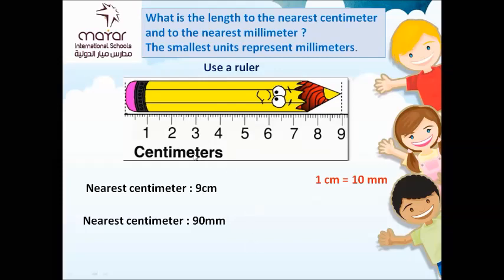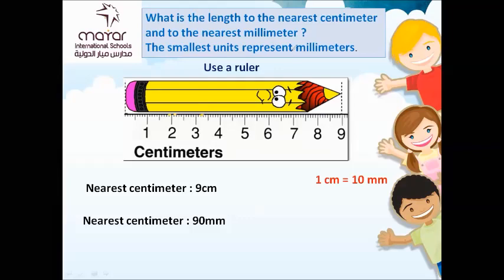And I want you to notice something. Look, between every 2 numbers on the ruler, there are 10 lines. Where are they? We start from here. 1, 2, 3, 4, 5, 6, 7, 8, 9, 10. This small distance, let me show you. This distance is the millimeter. This is millimeter. This is millimeter.